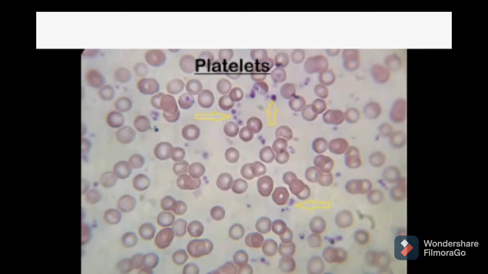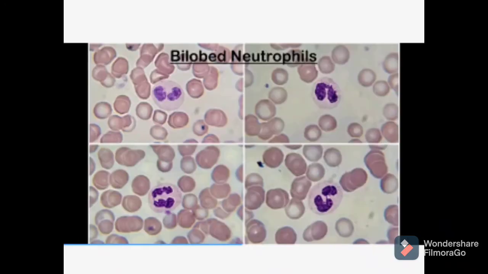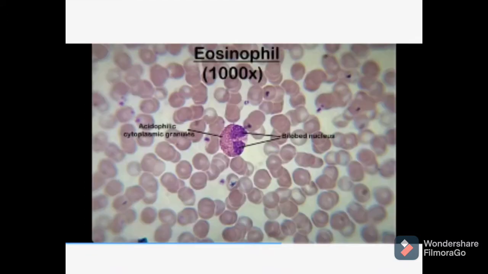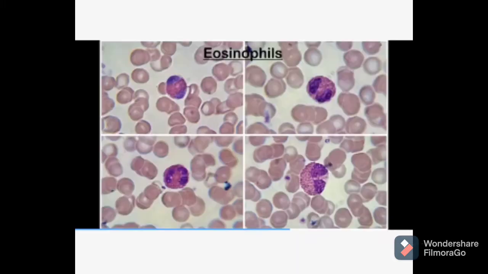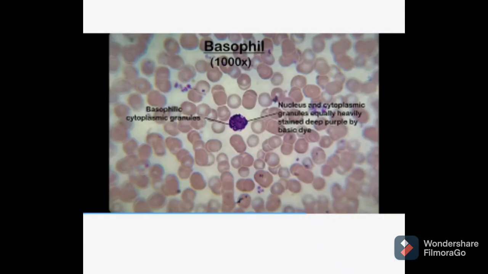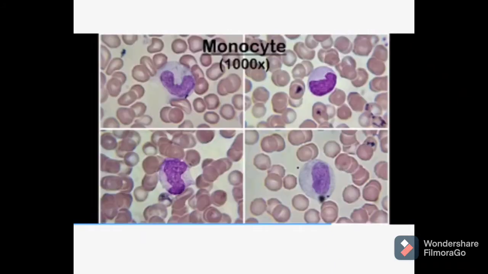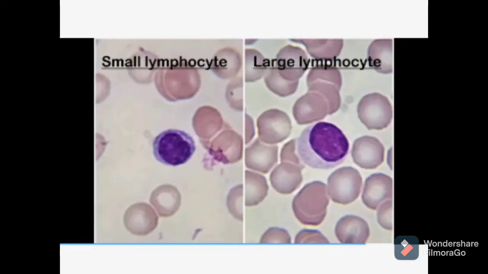After this, we have the slide of blood platelets. So in this slide, view very carefully the tiny purple structures, dots. These are the platelets. Next we have neutrophils. You can see these cells are neutrophils. Then we have eosinophil. The center purple cell is eosinophil. Then we have basophil, monocytes, lymphocytes. WBCs are of 5 types.